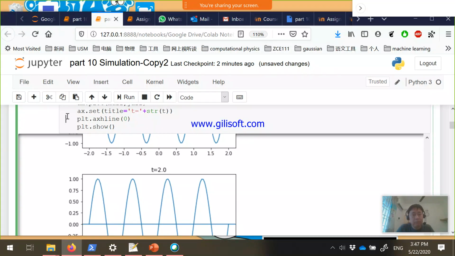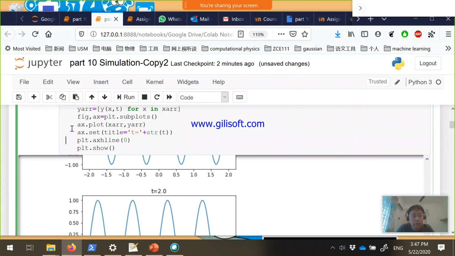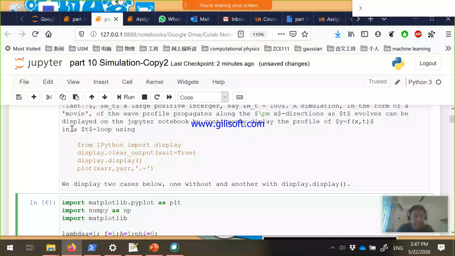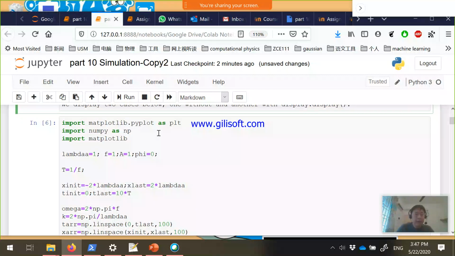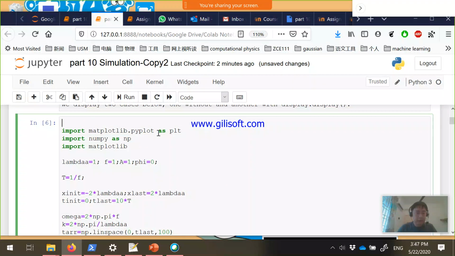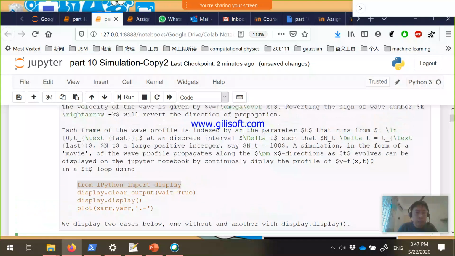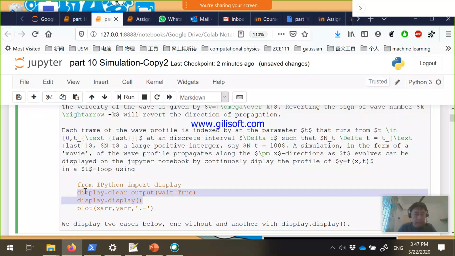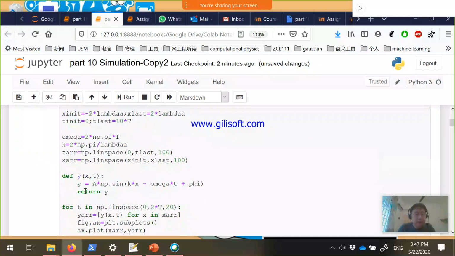But can you do a better job? Yes, you can do a better job by using this method. Let me now modify the code again using this method. I need to prepare the display, then delay, wait, and then clear it. Only then do I plot.